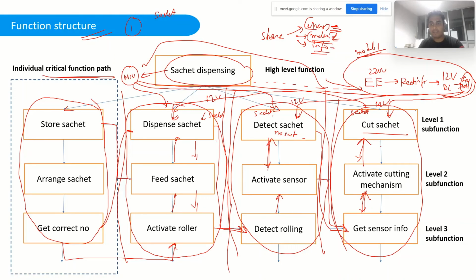Okay, that's why they can be considered or grouped together as four individual modules or functional blocks. Understood? Yeah, fine.